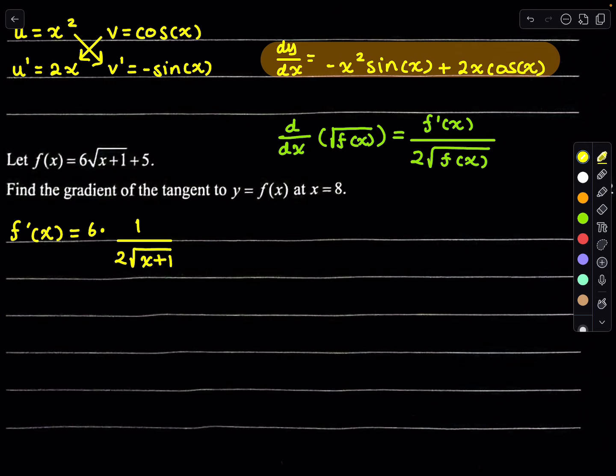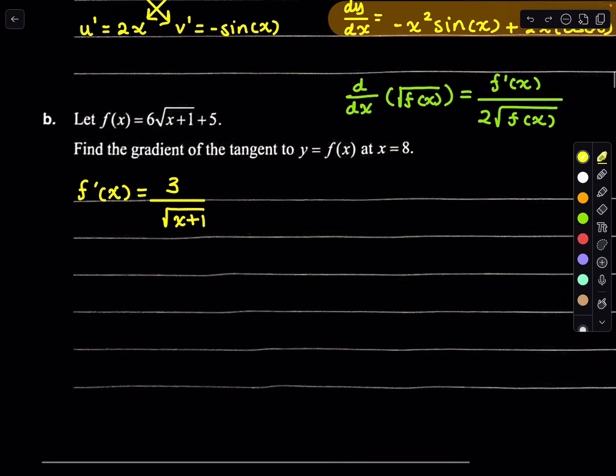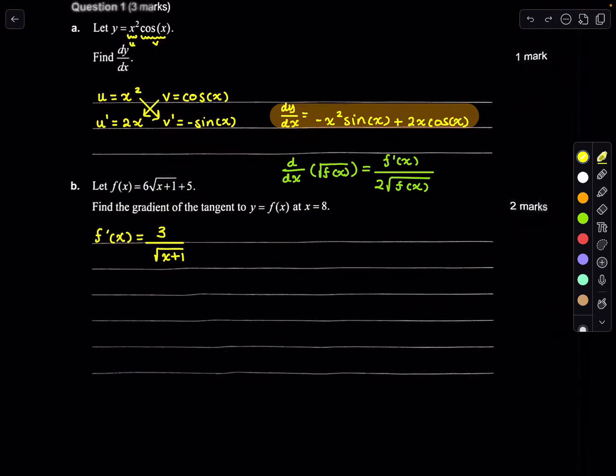And so 6, like 2 goes into 6 3 times, so we can actually just write this as 3. Beautiful. We've derived that. And of course, deriving 5, which is the constant, is 0. Done. So this is our derivative. That will give you that 1 mark there.